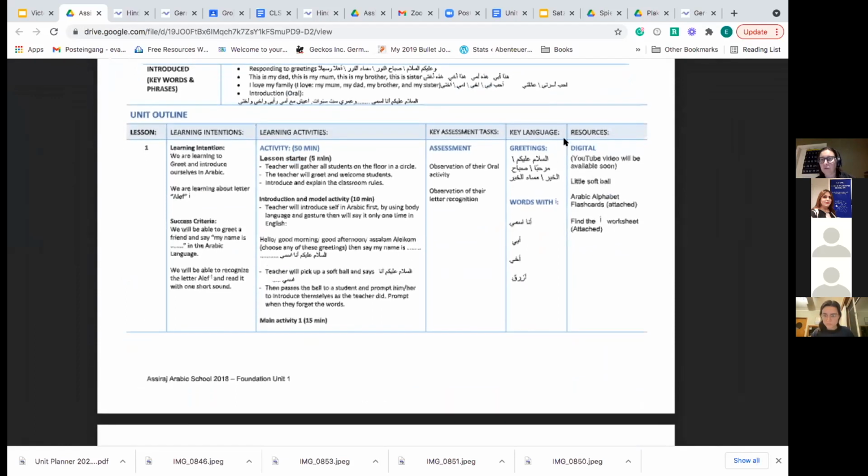So why do we write all the resources in here? Because that's a lot of work. The learning activities, key assessment tasks, key language, resources, everything is really a lot of work. And you might question that and think about why we should do that. So one reason is that you have your guide, you know exactly what you teach on that day.